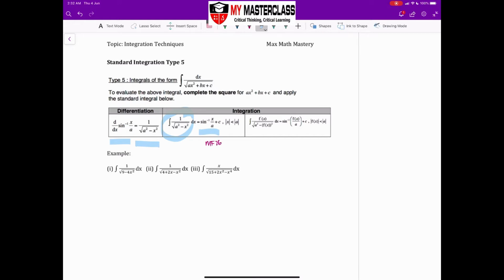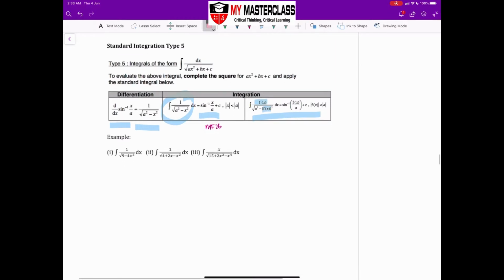However, this portion over here is not in the MF26, so please take note of the formula. Instead of a squared minus x squared, what happened is that this is f(x). A squared minus x squared becomes a squared minus f(x) squared. So I need an f prime x on top, such that it will give me sine inverse f(x) over a. I'm going to run through the formula with you so it will be a lot clearer.